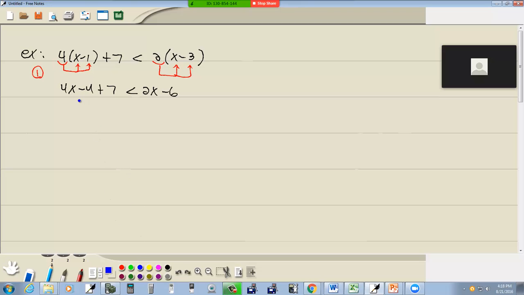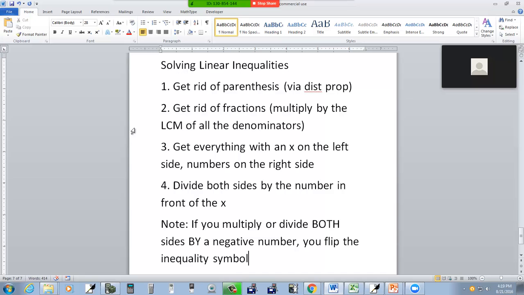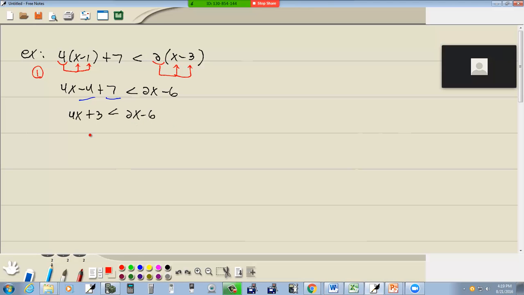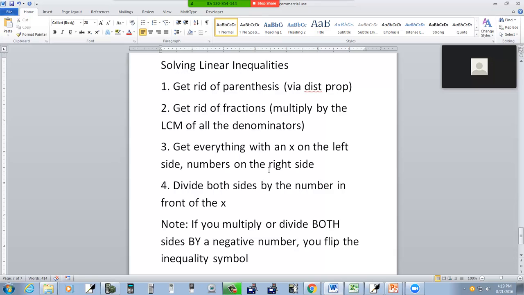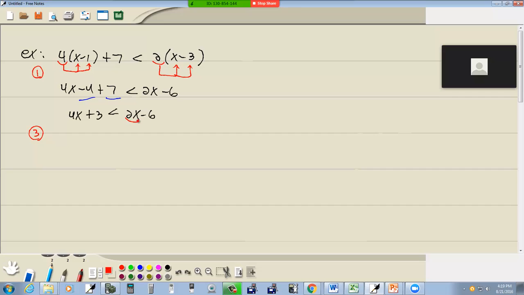Always combine numbers. Here we got negative 4 plus 7. So that gives us 4x plus 3. Step 2, get rid of fractions. We don't have any fractions. Step 3, get everything with an x on the left side, numbers on the right side. So I'm going to take this 2x and move it over to the left side, and I'll take this 3 and move it over to the right side. When you take anything across the inequality, your sign changes, so the 2x becomes a negative 2x. The positive 3 becomes a negative 3.